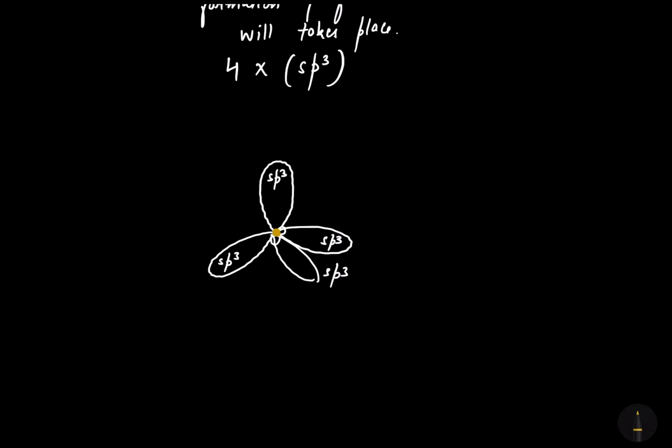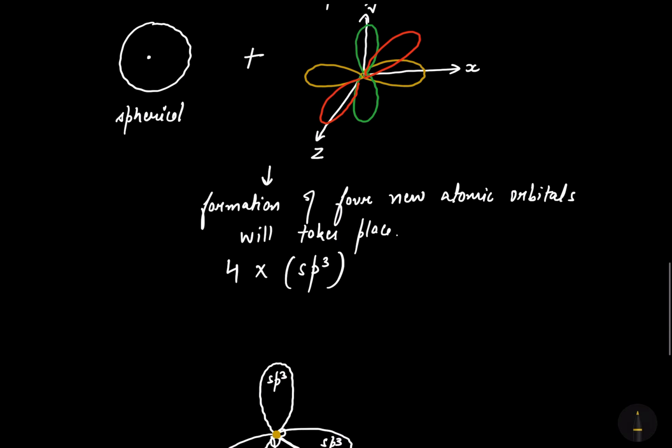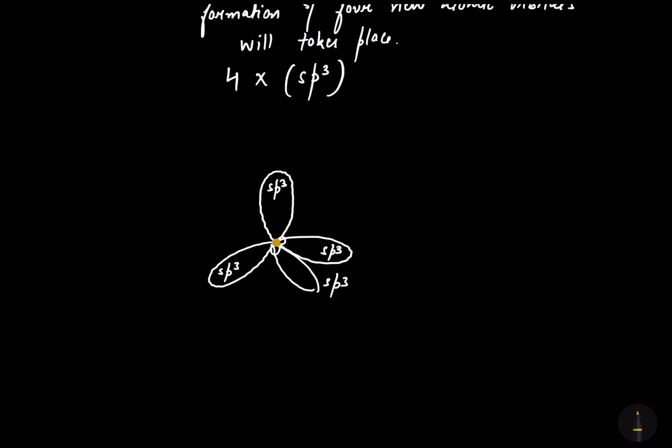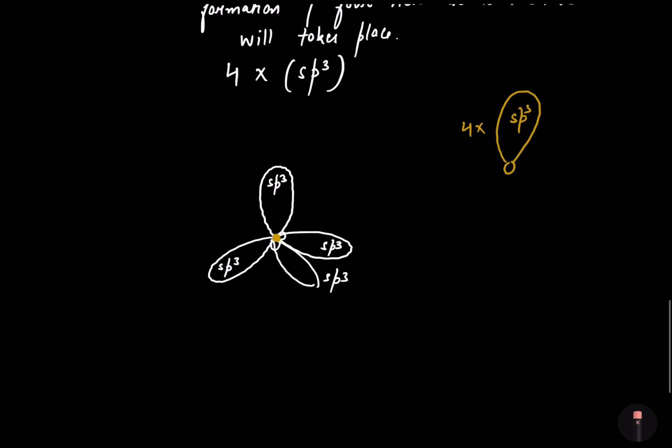So these are the four atomic orbitals that have been formed by mixing of one s orbital, that's spherical in shape, and three p atomic orbitals, that are dumbbell in shape, and we get four sp3 atomic orbitals. If I talk about a single sp3 hybrid orbital, it has one bigger lobe and one smaller lobe. That's sp3, and we get 4 of them. That's why I have made it like this.